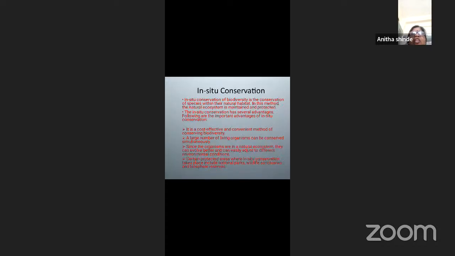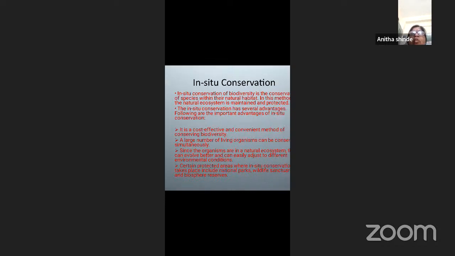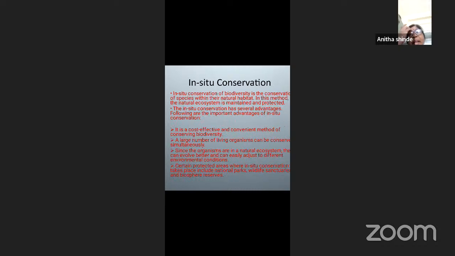In situ is the conservation of species within their natural habitat. In this method, the natural ecosystem is maintained as well as protected. Here, in situ has several advantages. Why? Because it is a cost-effective, convenient method of conserving. A large number of living organisms can be conserved simultaneously because they live in their natural habitat. And since the organisms are in a natural ecosystem, they can evolve better and also adjust to various environmental conditions. National parks, wildlife sanctuaries and biosphere reserves are examples of protected areas for in situ conservation.